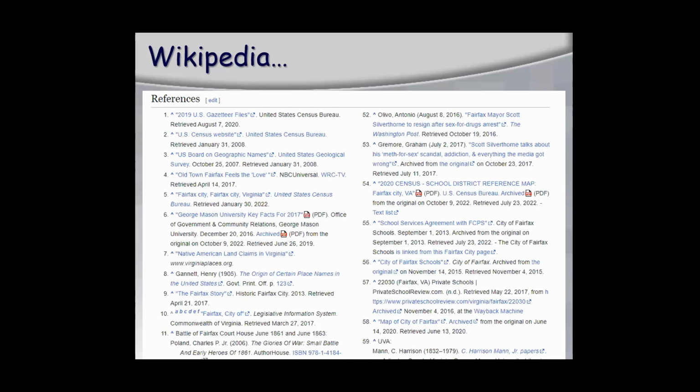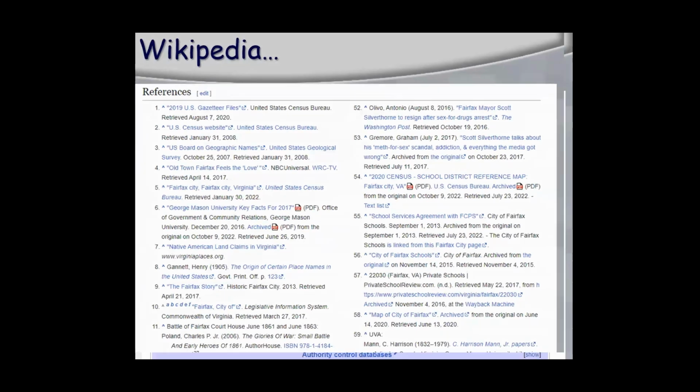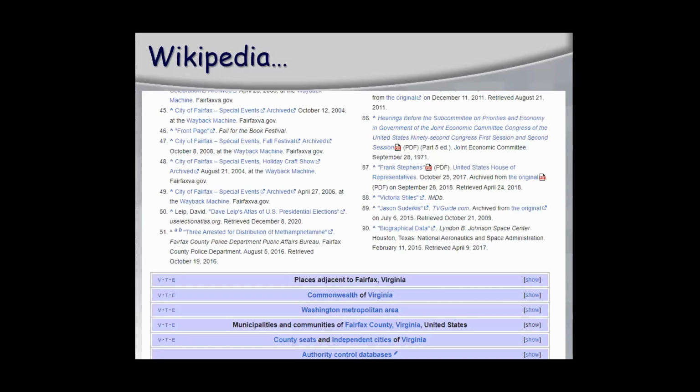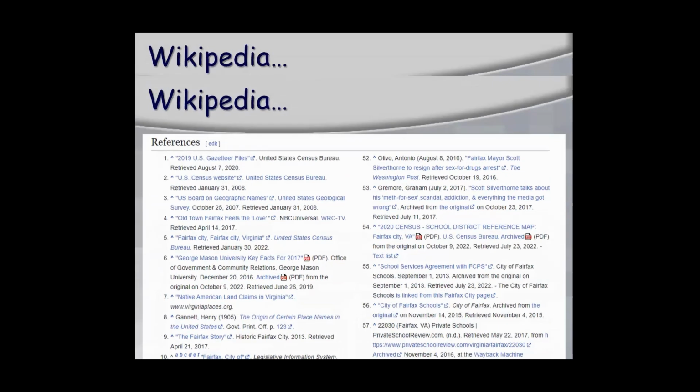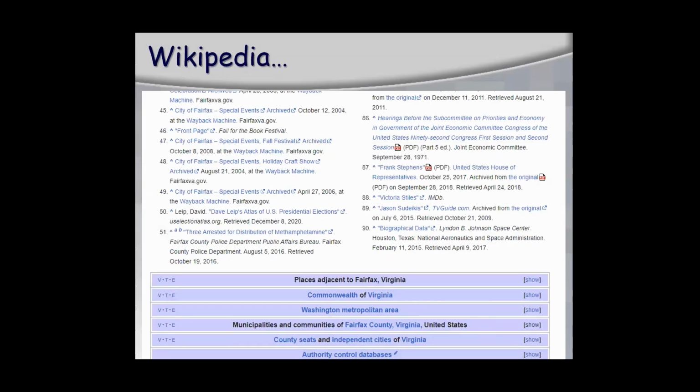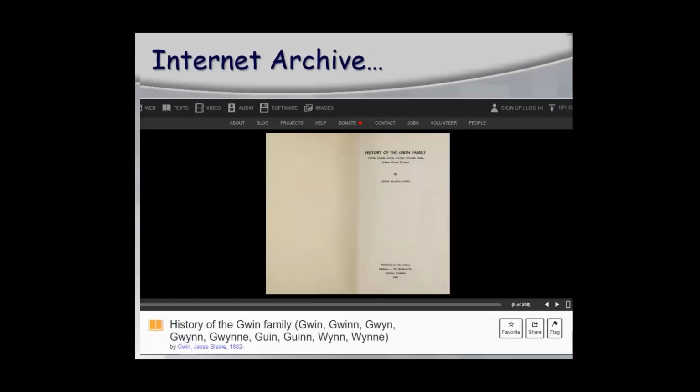Oh my goodness. Yes, we can find a lot. So there are 90 footnotes, sources, if you will, references in this Wikipedia article about Fairfax, Virginia. And then down toward the bottom, we have places adjacent to Fairfax, Virginia. We know how important context and adjacency is in our research.